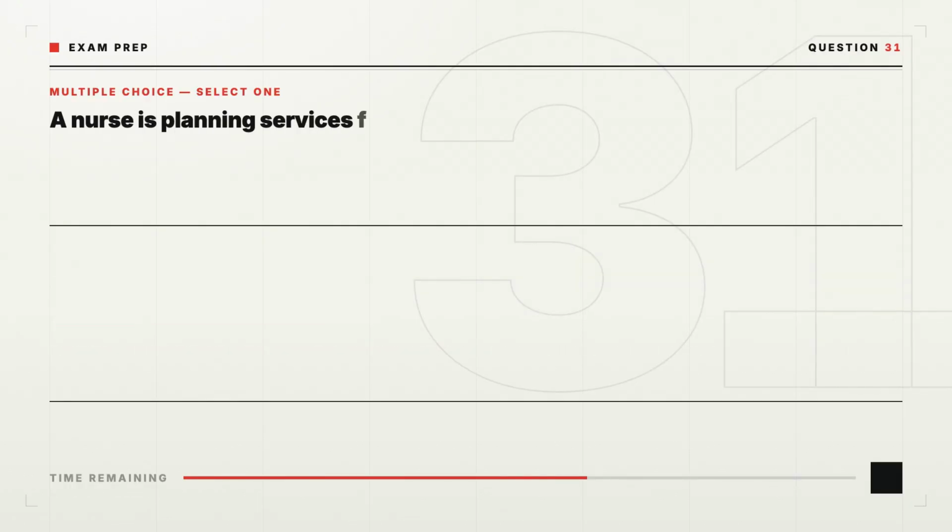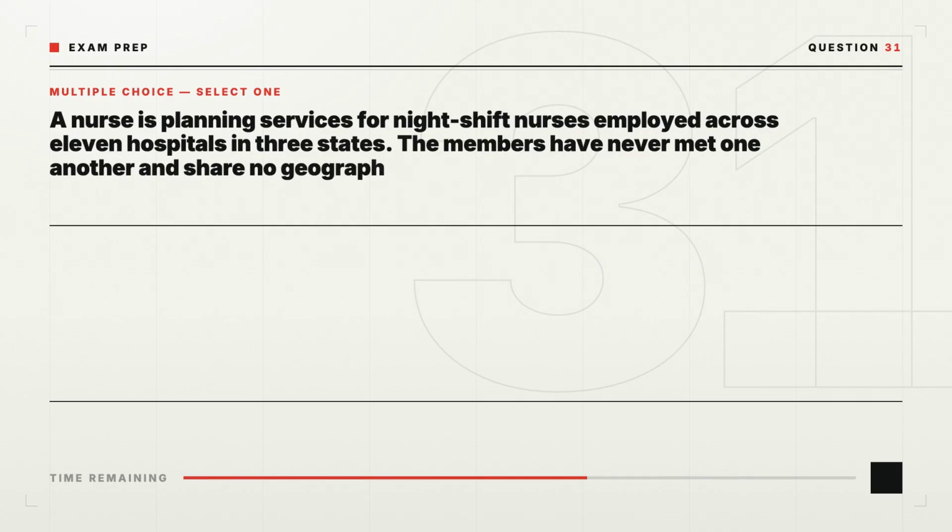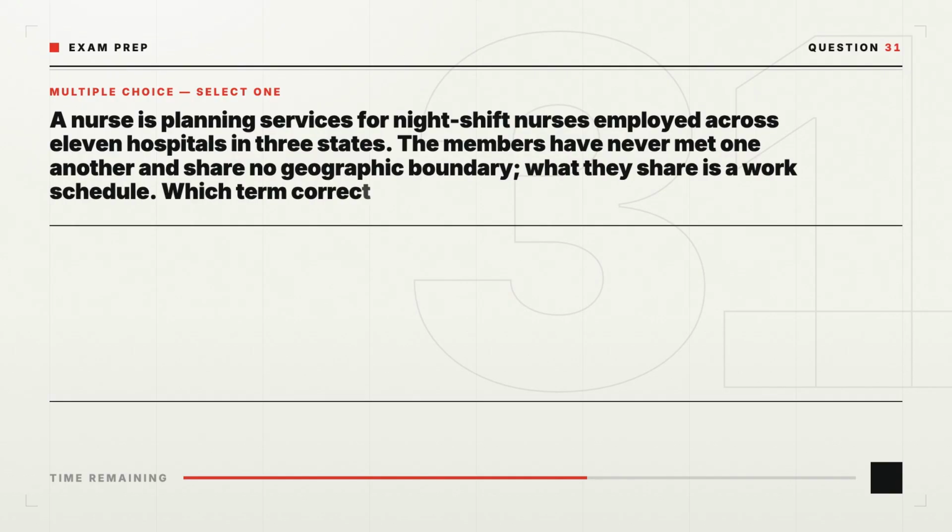Question 31. A nurse is planning services for night shift nurses employed across 11 hospitals in 3 states. The members have never met one another and share no geographic boundary. What they share is a work schedule. Which term correctly describes this group?